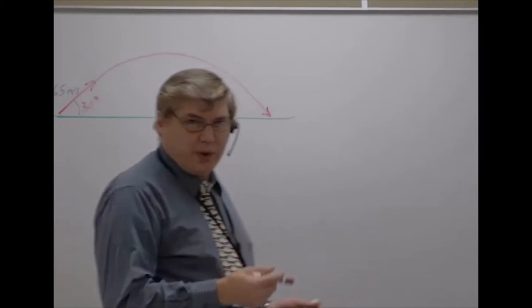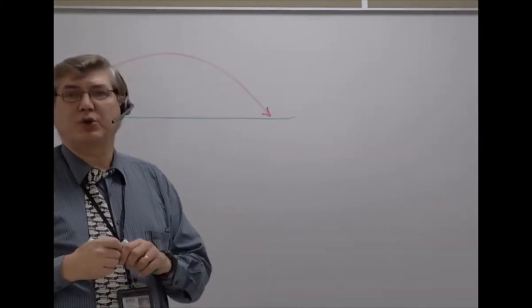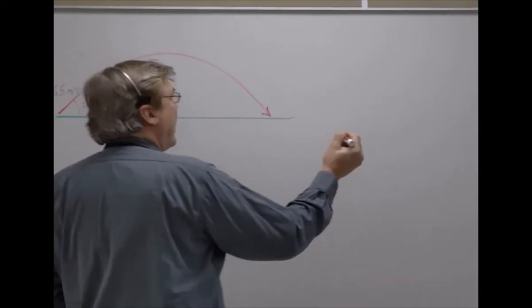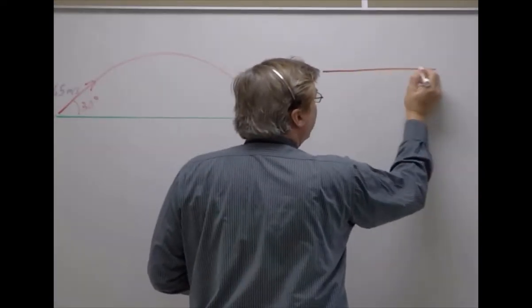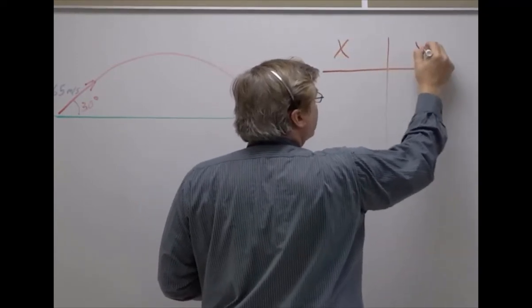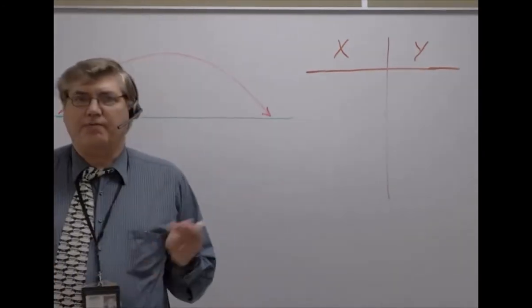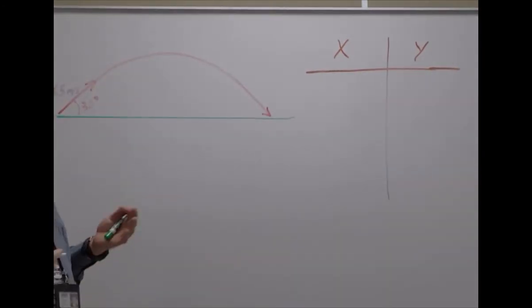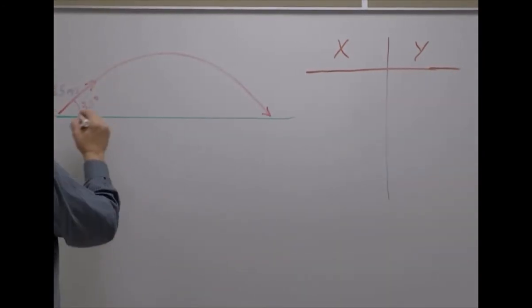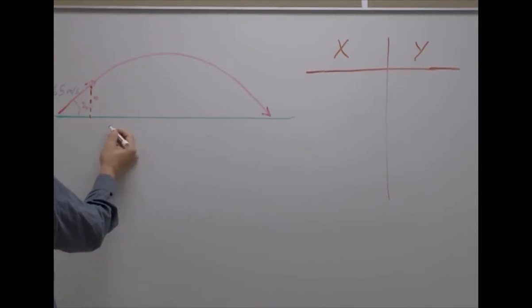So the first thing we want to do probably is set up a table so we can look at the difference between the x and the y values, the knowns that we have, and the unknowns. So I'm going to just label this x and this y. So the projectile motion is a vector. So we can take a look at this and we can figure out its x component and its y component.